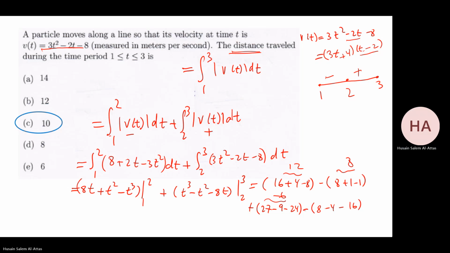Right, there's a calculation problem. 16, yeah. Minus 8. Yeah, this is 4. That's minus 2. And here I have minus 12. Yeah. So the answer is 12 minus 8 is 4, minus 6 plus 12. So it's plus 6. That will be 10.